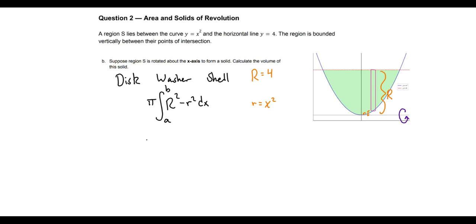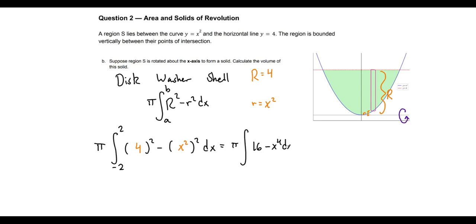So what we're going to do is take our integral. And now that we know big R and little r, we're going to plug that in down here. Big R is 4, little r is x squared. We already know what the limits of integration are from part A. It's going to be negative 2 to 2. Okay, so let's see what happens here. We have 4 squared, which is 16. We have x squared squared, which is, of course, x to the 4th.